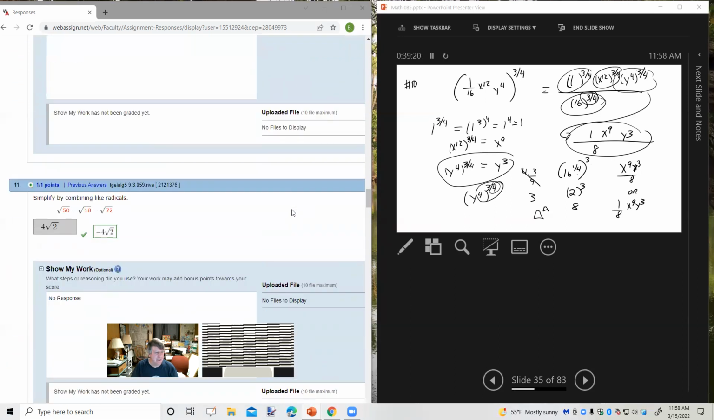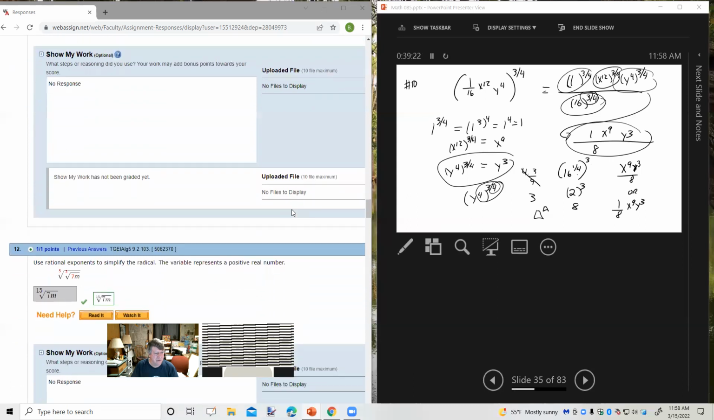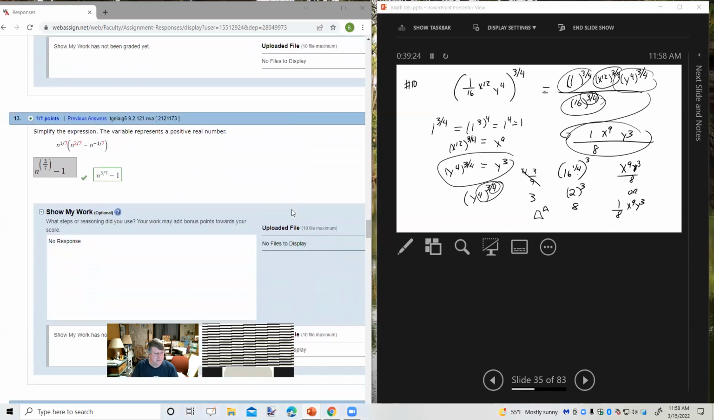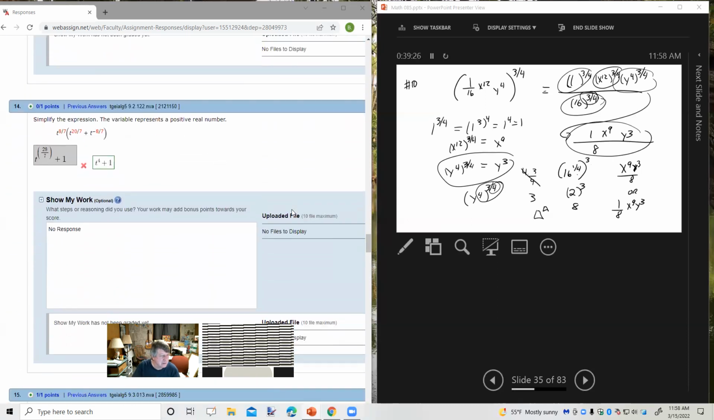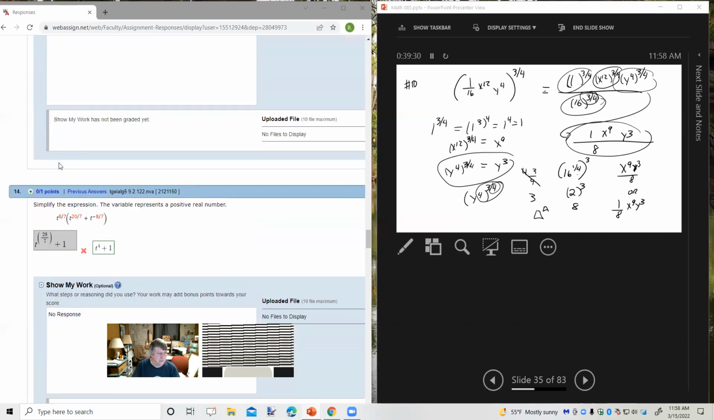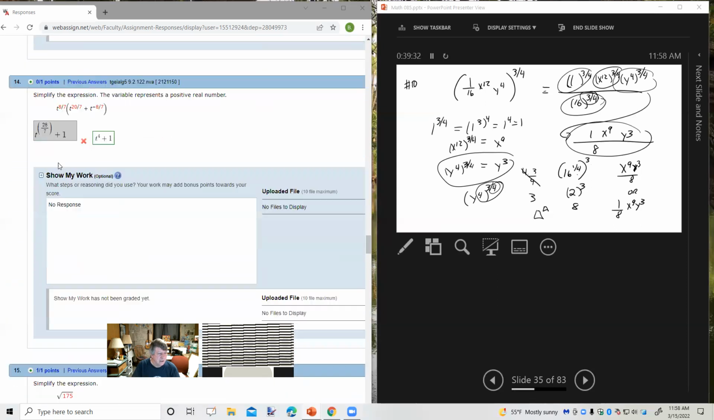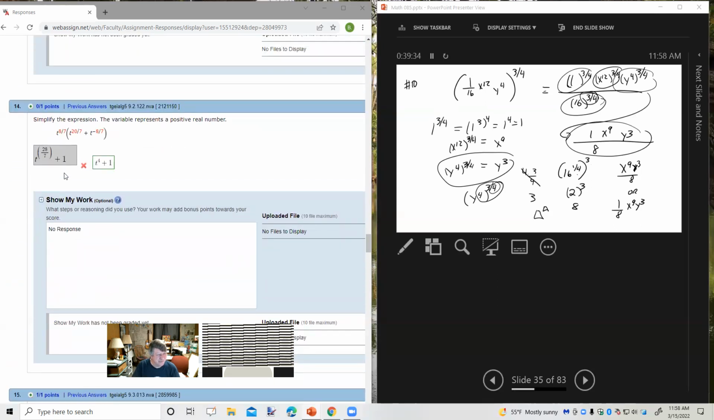Moving on here, we've got, let's see, 11, 12, 13. Okay. 14. 14. Yeah. Okay, your answer, well, it's just not simplified. What's 28 divided by 7? 4. So that's all you, yeah, okay?